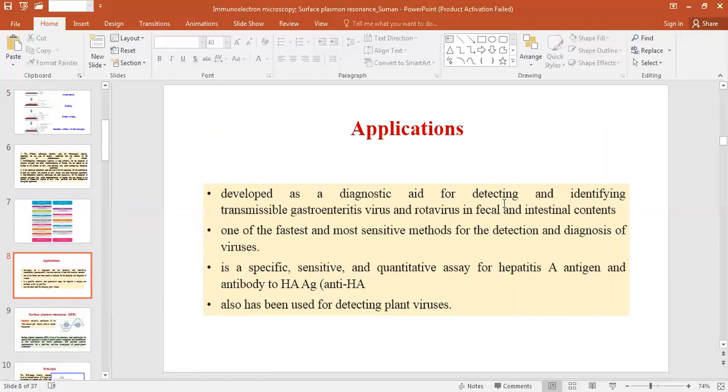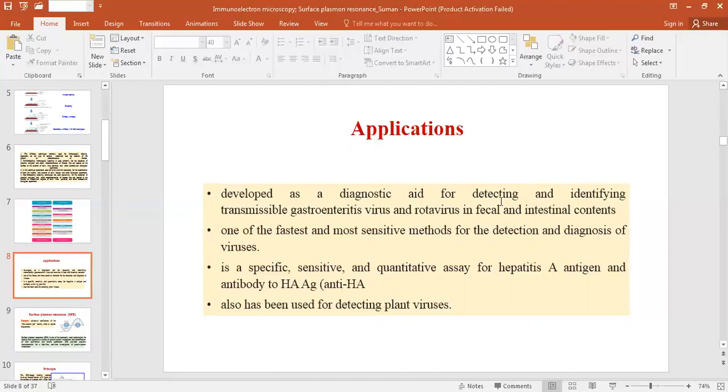immunoelectron microscopy. Now I'm coming to the application part. Immunoelectron microscopy was developed as a diagnostic aid for the detection and identification of transmissible gastroenteritis virus and rotavirus that is present in fecal and intestinal content, from cases of gastroenteritis in young pigs.